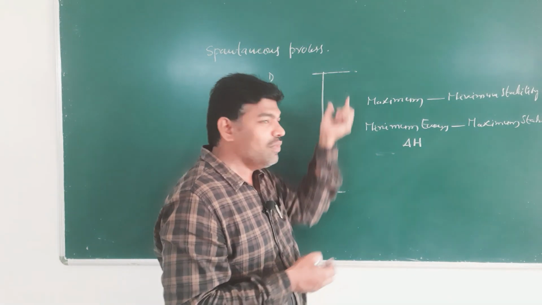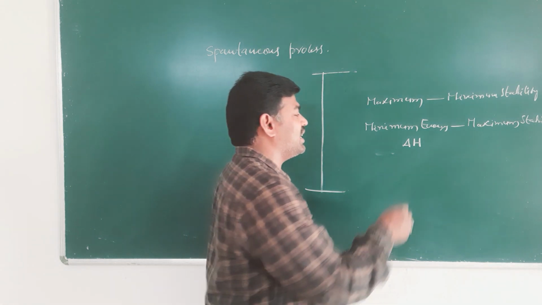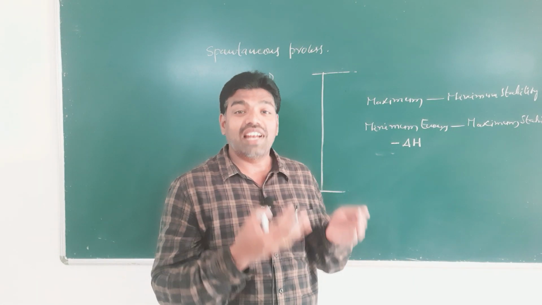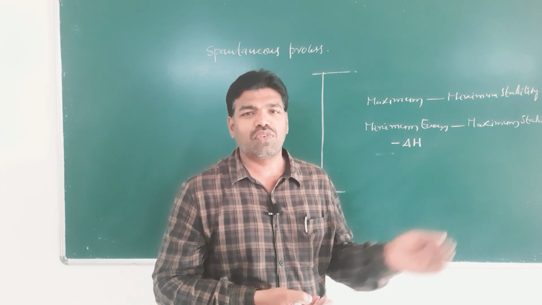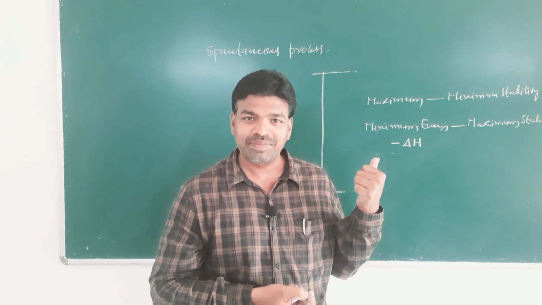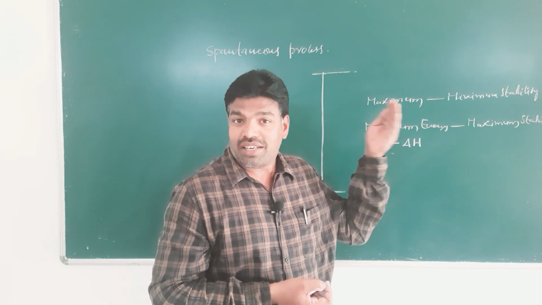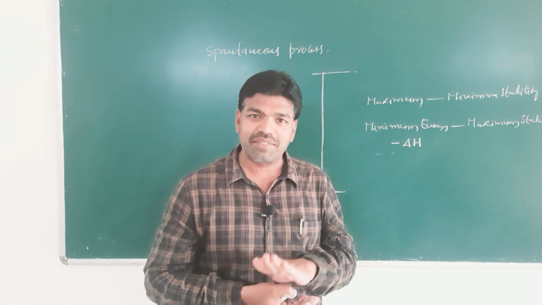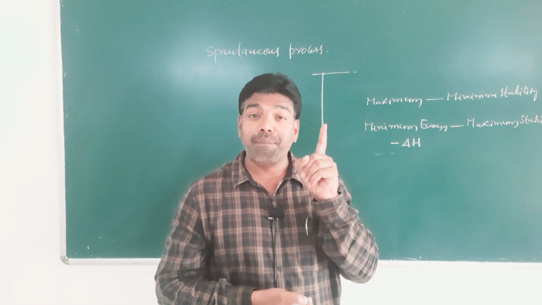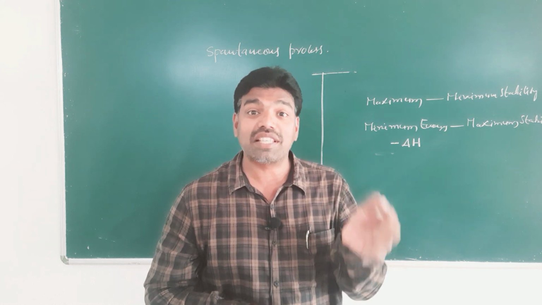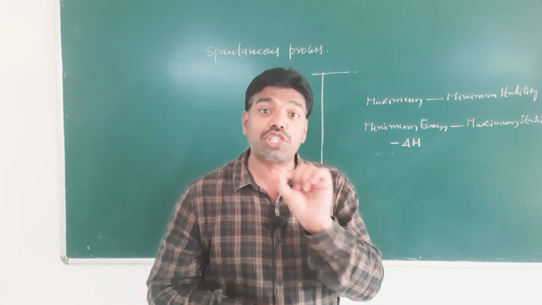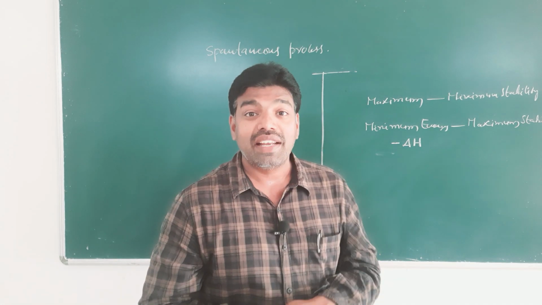During this process, the system lost its energy. So that loss of energy is represented by minus delta H. That's why we often say that if delta H is negative, it is a spontaneous process. The reason is that delta H negative means that during the spontaneous process the system loses its energy, right? But there is an important point: there are some processes which take place spontaneously but whose delta H is positive.